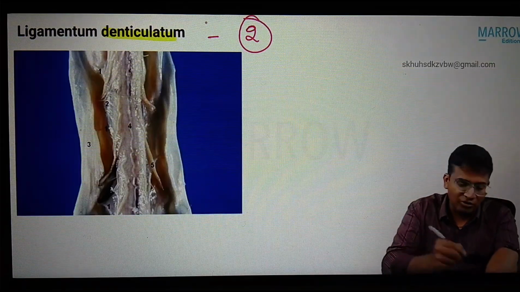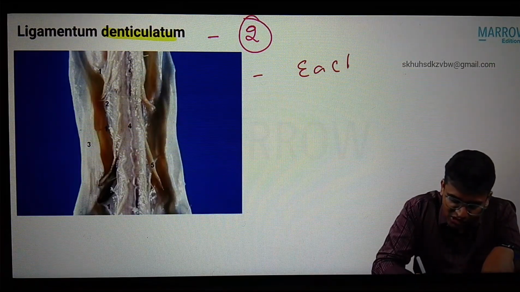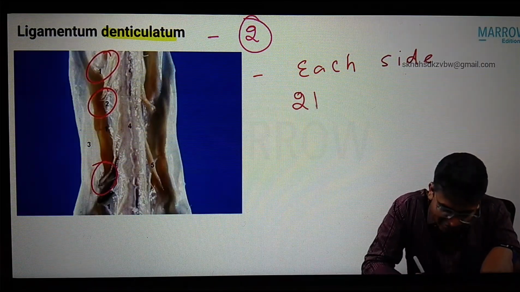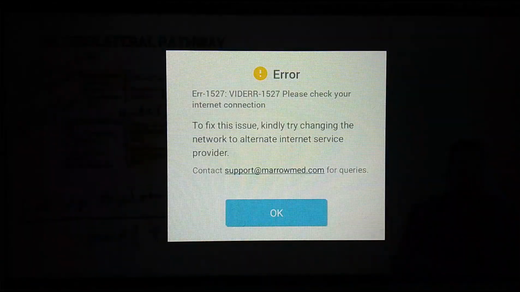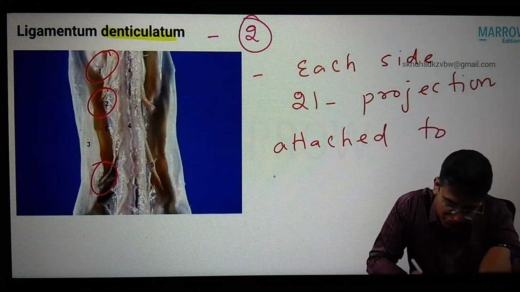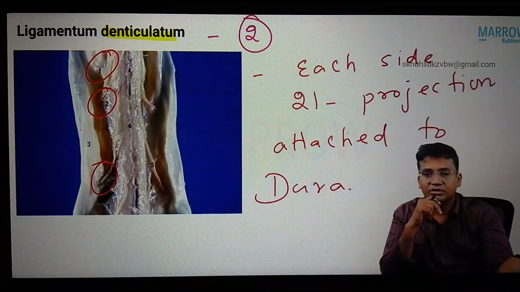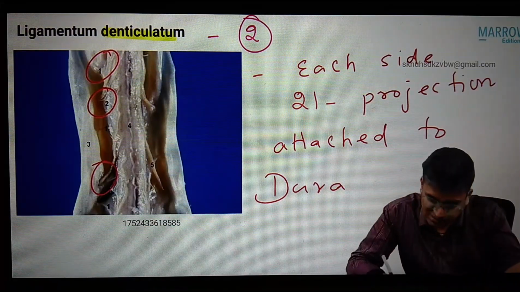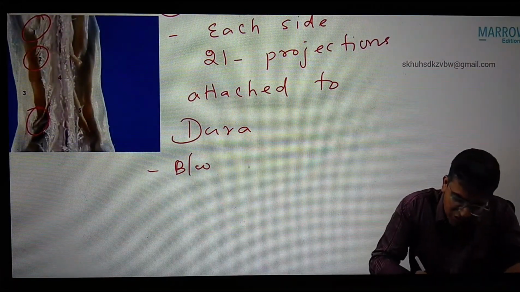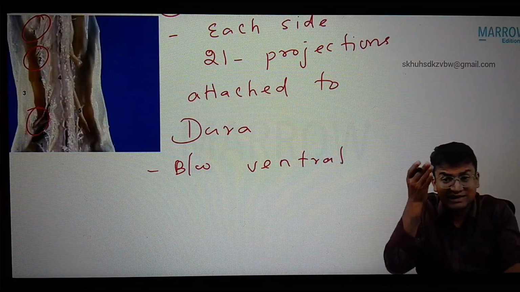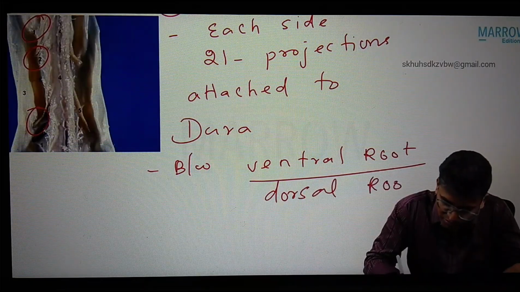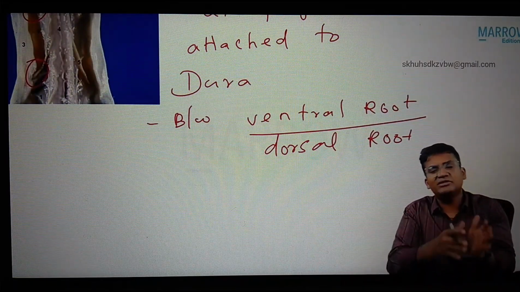On each side we have 21 tooth-like processes. Can you see here? On each side we have 21 projections, attaching to the inner part of the dura. Now this ligamentum denticulatum is present exactly between the ventral root and the dorsal root.